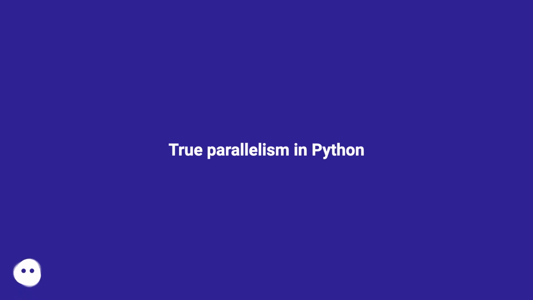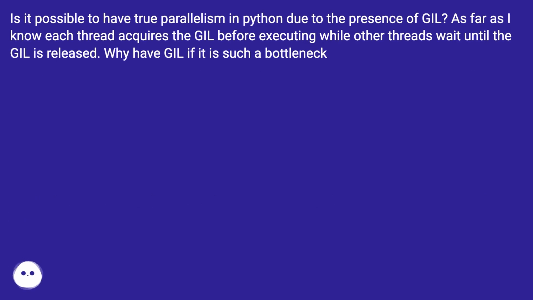True parallelism in Python. Is it possible to have true parallelism in Python due to the presence of the GIL? As far as I know, each thread acquires the GIL before executing, while other threads wait until the GIL is released. Why have the GIL if it is such a bottleneck?